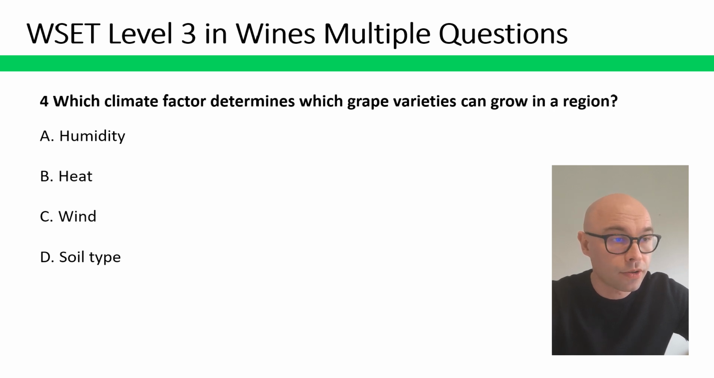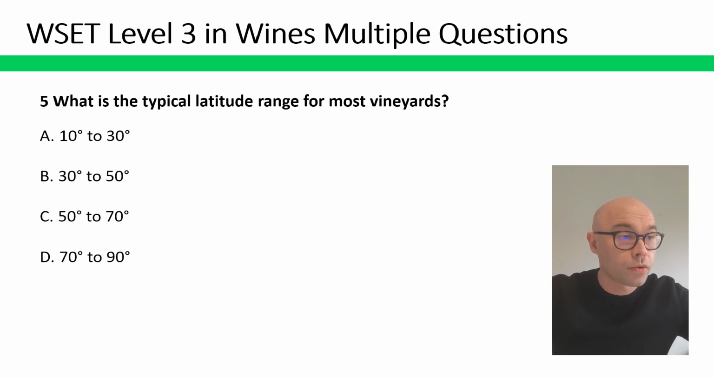Which climate factor determines which grape varieties can grow in a region? Humidity, heat, wind, soil type. The correct answer is B, heat. What is the typical latitude range for most vineyards? 10 to 30, 30 to 50, 50 to 70, 70 to 90. The correct answer is B, 30 to 50.